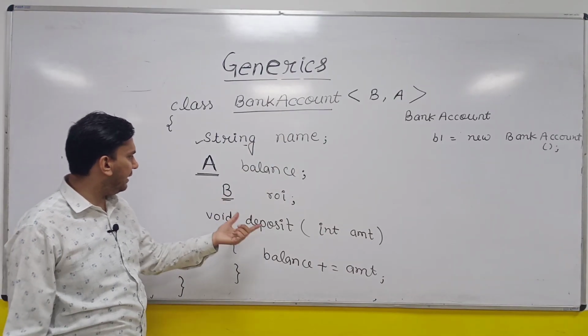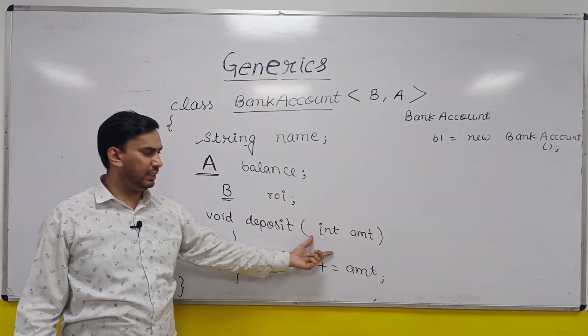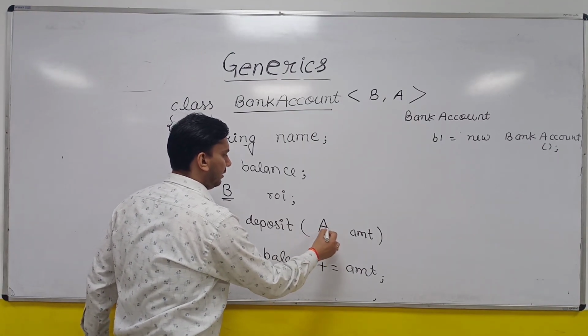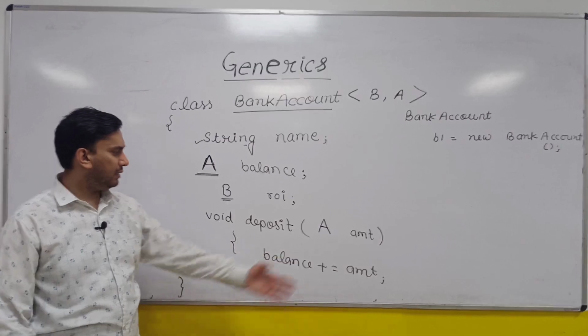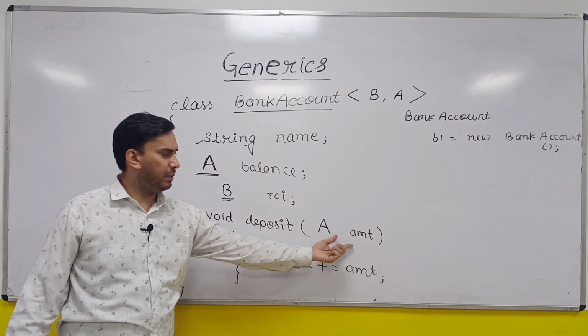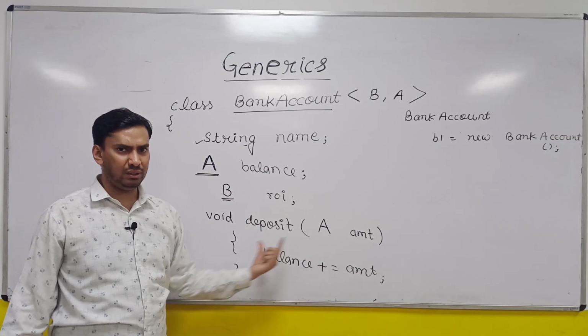Now again here you can see my balance is of A type. So what type of amount will you receive for deposit? Again here it will also be A. So you can ensure that whatever type of balance you are having, the same type of amount you will receive. So A, A, this is common. This is your method.